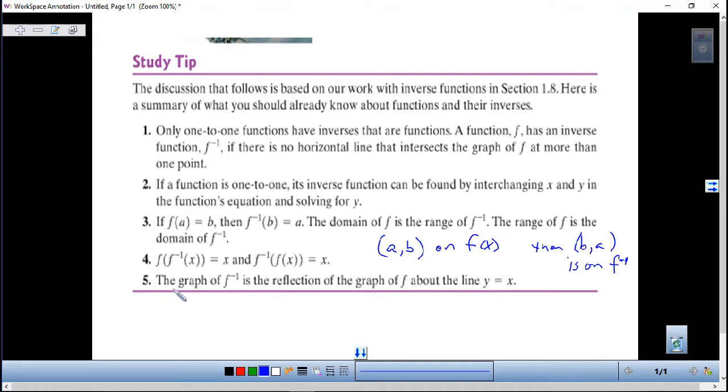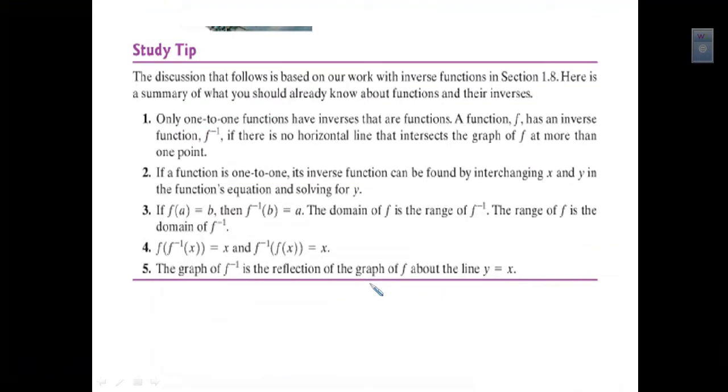Now, when we look at the graph of an inverse function, it should be a reflection of the graph of f across the line y equals x. So those are the things that you should remember about inverse functions from section 1.8. And like I said, if you don't, go back and look at section 1.8 and make sure you're good with it. At least these things, because those are very, very important concepts for inverses.